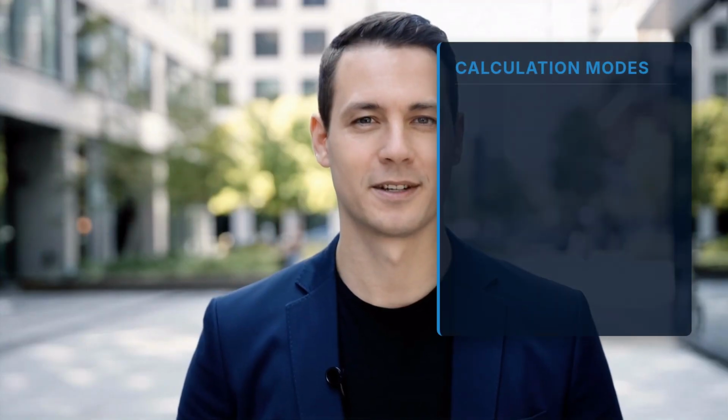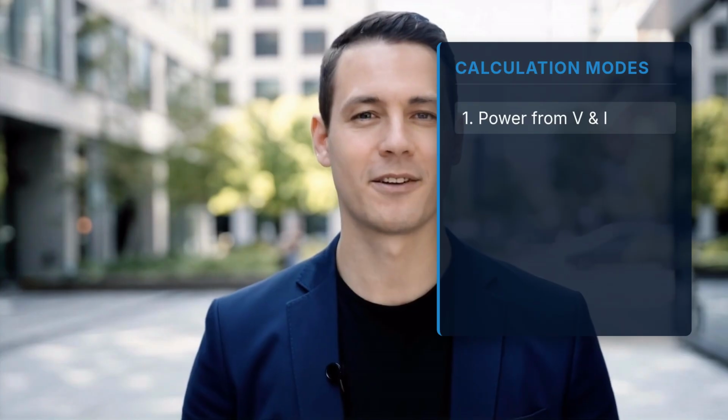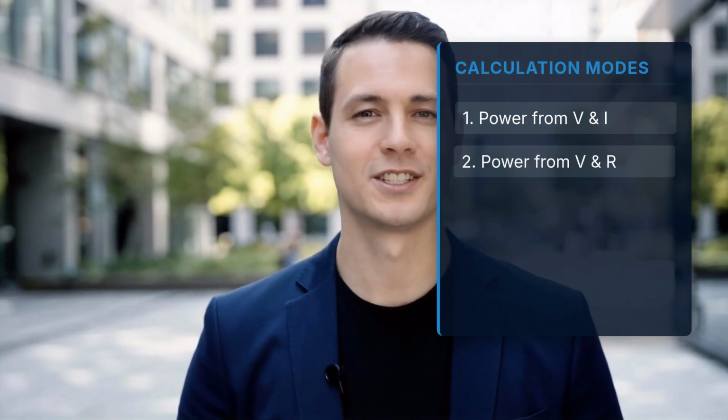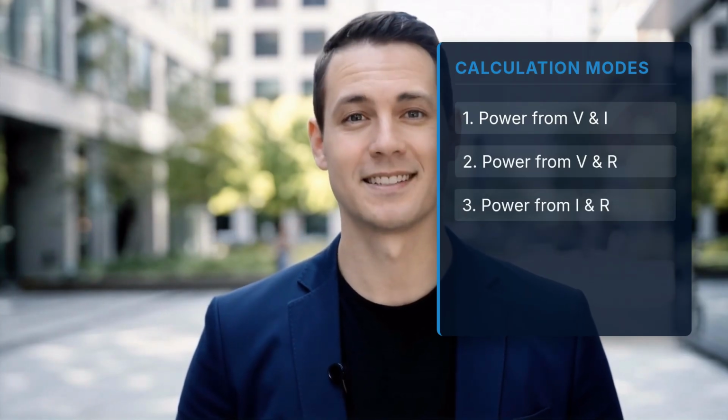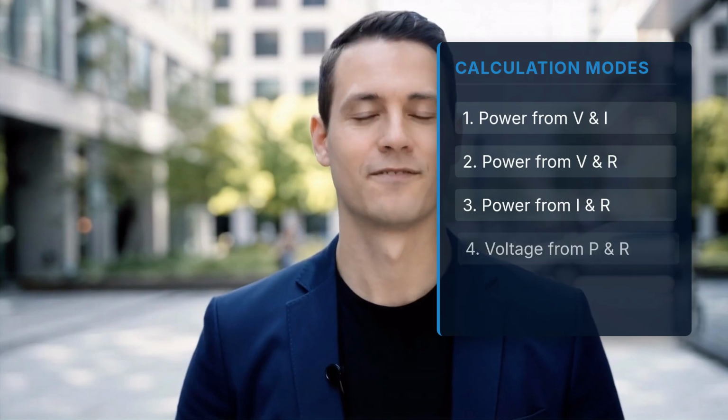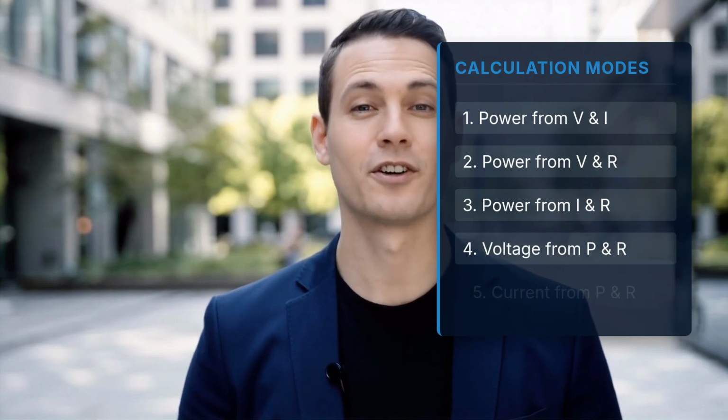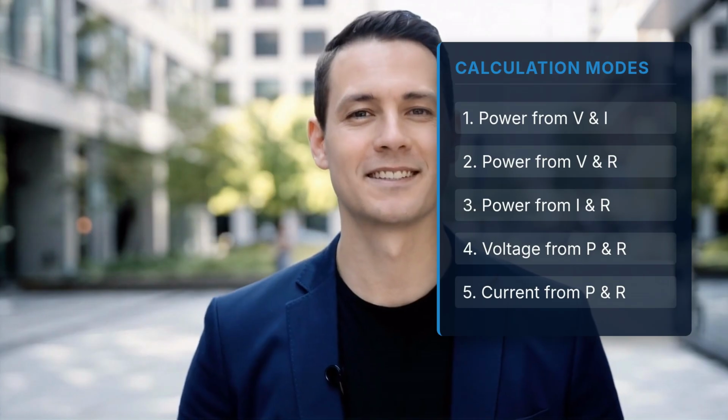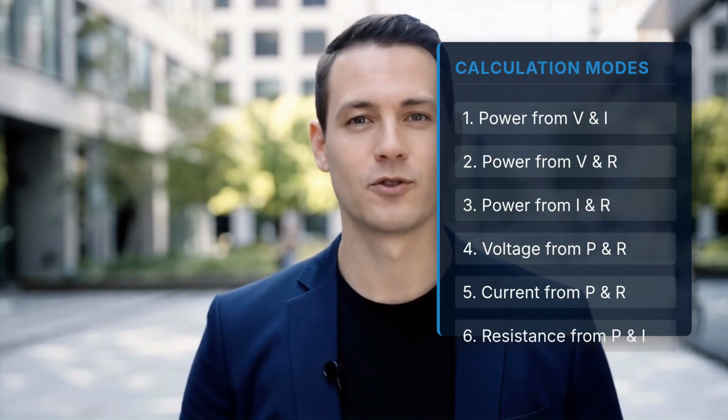Let's examine the inputs. First, you'll see the calculation mode dropdown. This offers 6 calculation options: power from voltage and current, power from voltage and resistance, power from current and resistance, voltage from power and resistance, current from power and resistance, and resistance from power and current. For our demonstration, we'll select power from voltage and resistance.